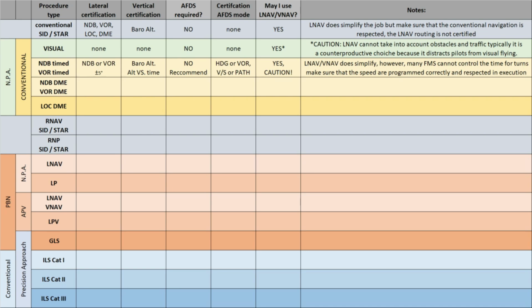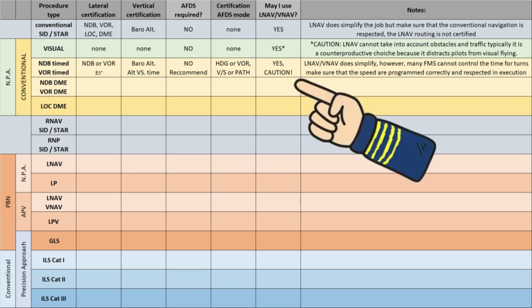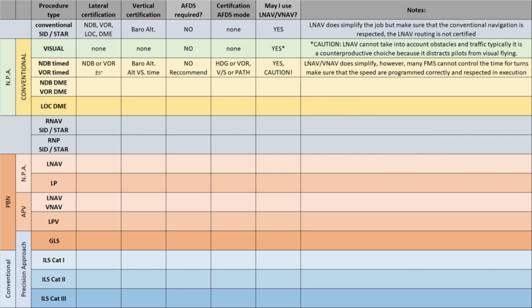However, if you have automation, it is strongly recommended that you do use automation during this type of non-precision approach, and therefore if you use the automation you should be using either heading or VOR LOC for the lateral, and vertical speed, or the flight path angle descent for the vertical. Can I use RNAV VNAV? The answer again is yes, you can use RNAV VNAV for this type of approach.